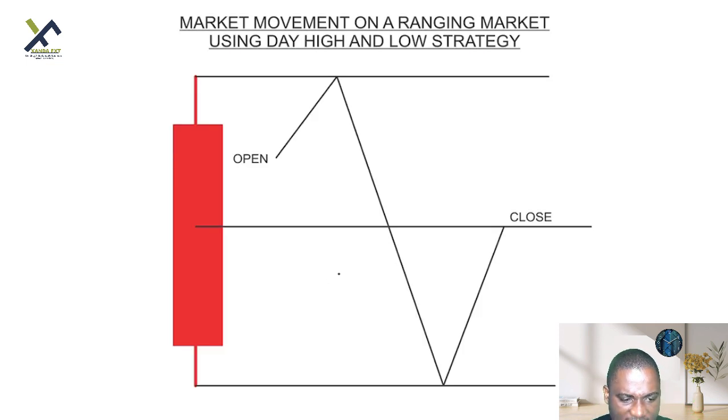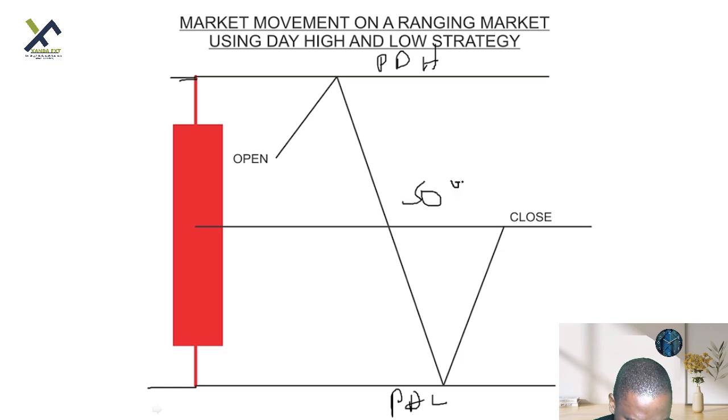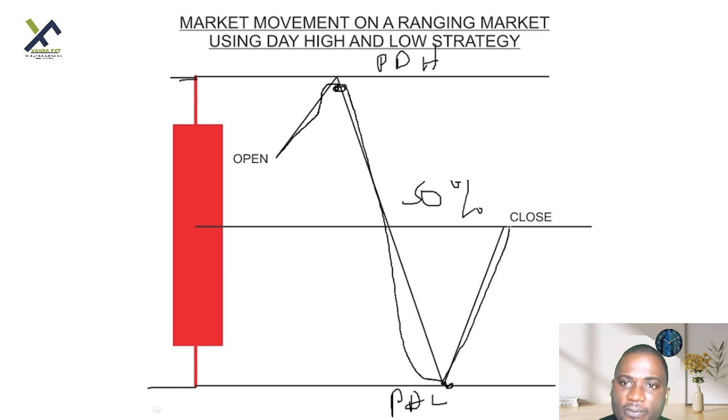Now this is a typical market movement that happens on a ranging day. This is my previous day candle. On this is my previous day high. This is my previous day low, and this particular one here is my 50% Fibonacci level. Now look at the market. The next market opened from here, tested the day high, moved all the way down here, tested the day low, and closed at the 50%.